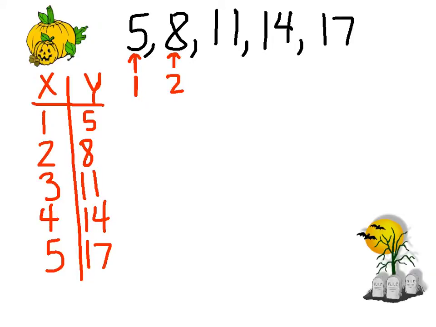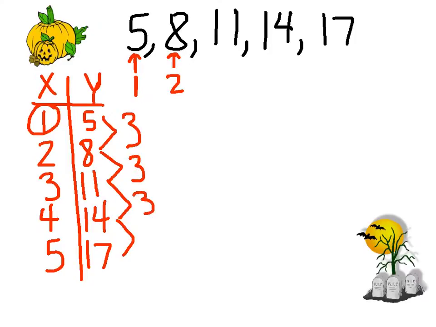Now what we want to do is figure out what function gives us these numbers. When we put in the x value of 1, what function can we put 1 into to get 5? Now what we're going to do is find the difference between our y values. So 8 minus 5 is 3, 11 minus 8 is 3, 14 minus 11 is 3, and 17 minus 14 is 3. So they all have a difference of 3.